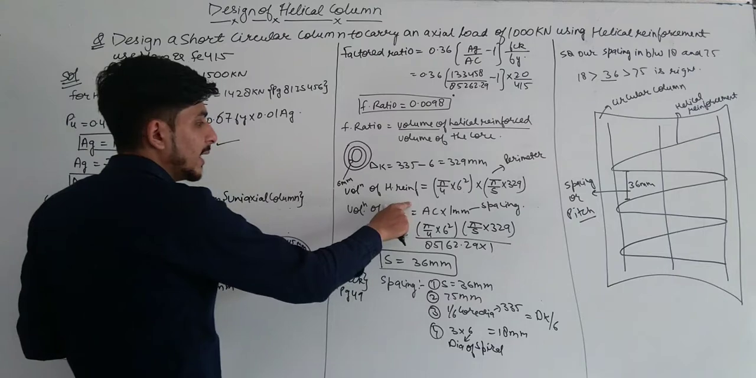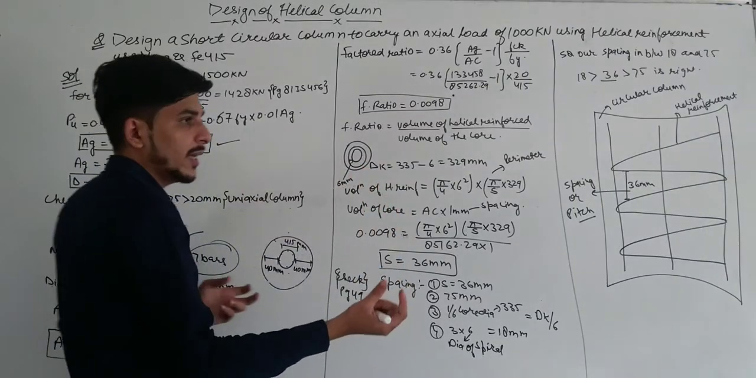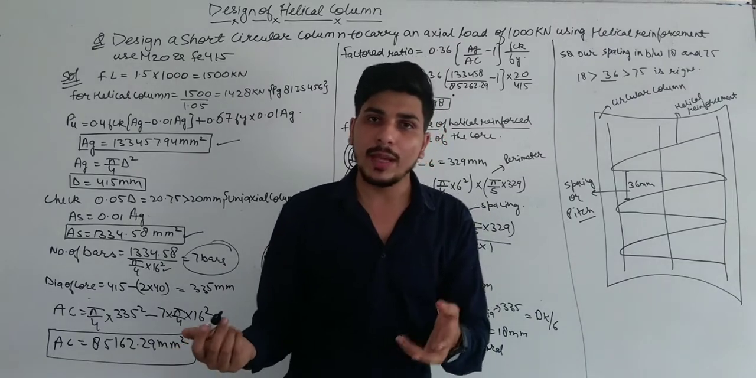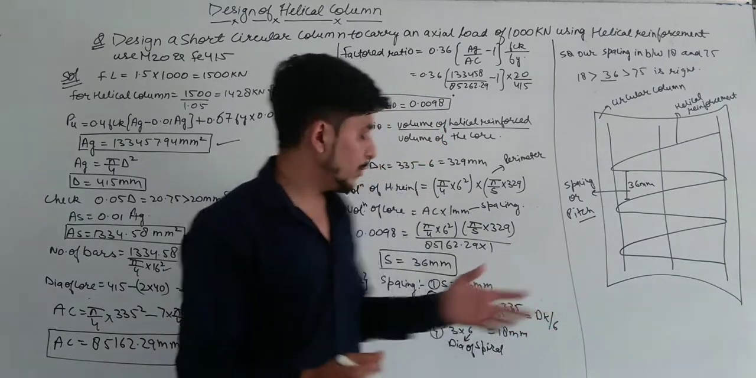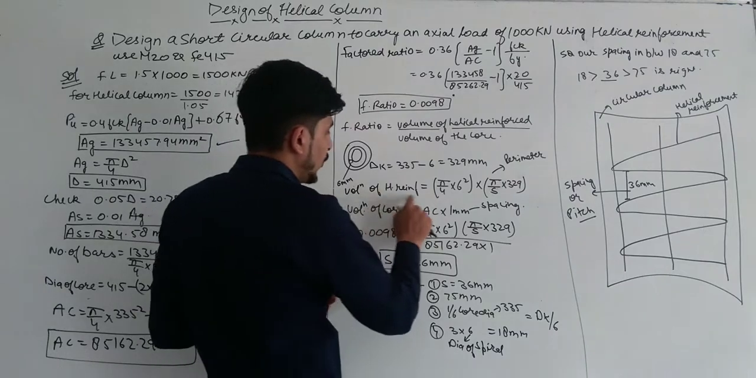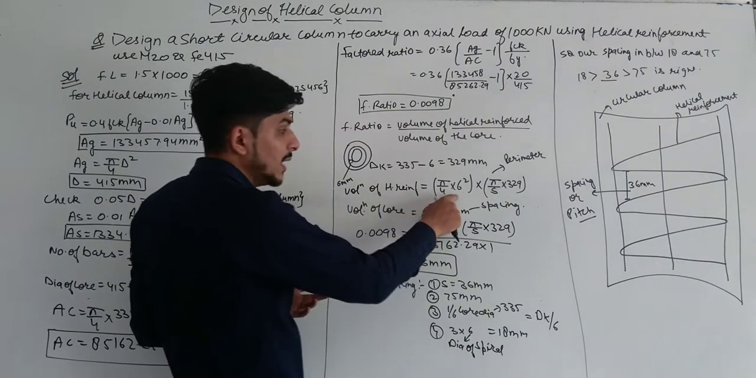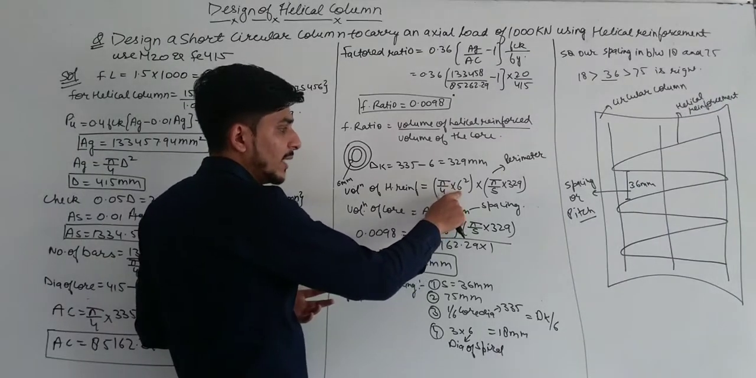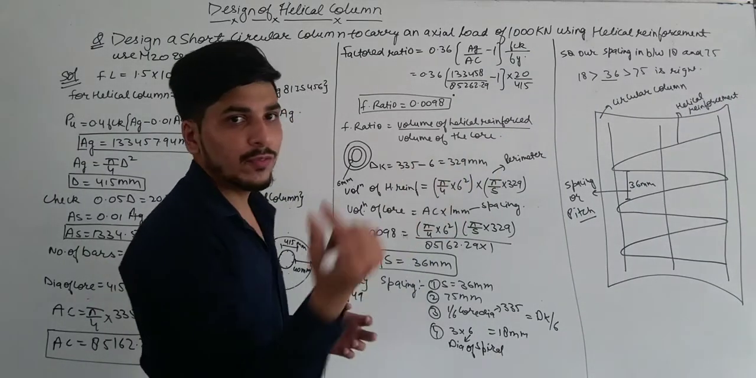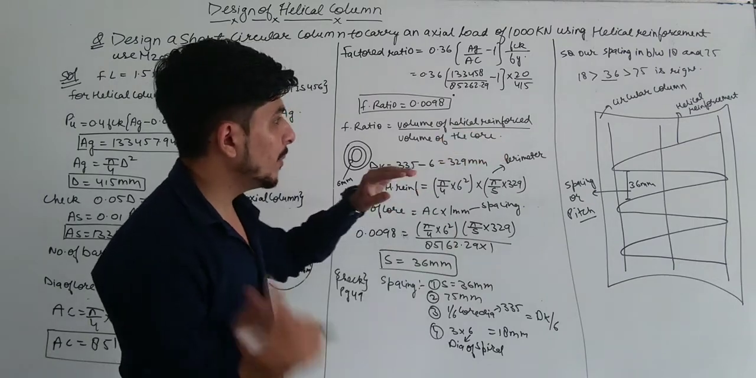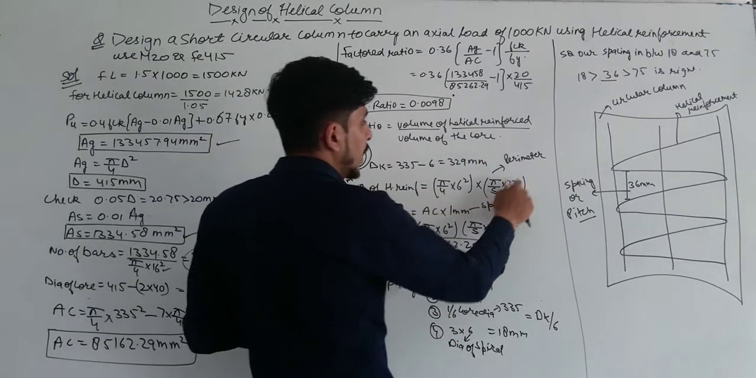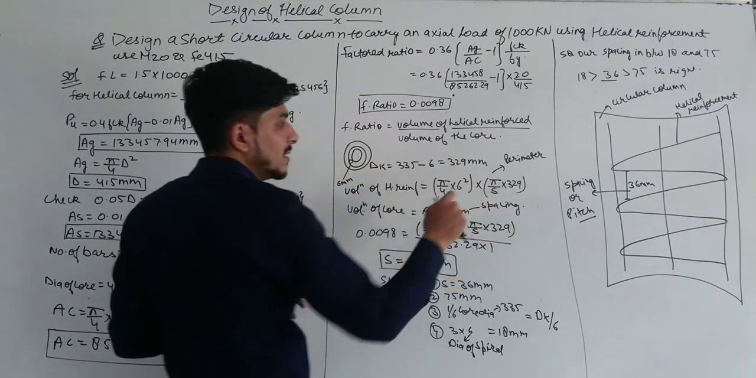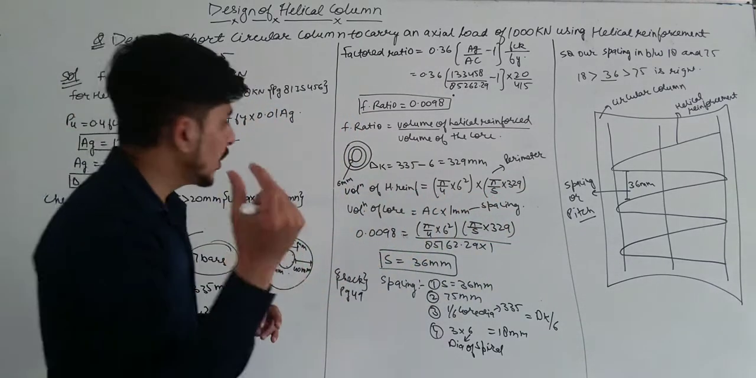Now we have to calculate the volume of helical reinforcement. The formula for volume is area multiplied by length, perimeter, etc. So the volume of helical reinforcement is area into perimeter. The area is pi by 4 into 6 squared, where 6 is the reinforcement we applied for the particular column in helical form, into the perimeter, which is pi by S into 329. S is the spacing between the two reinforcements.